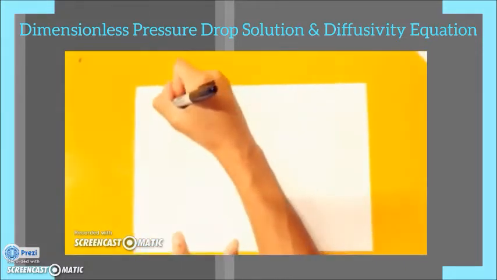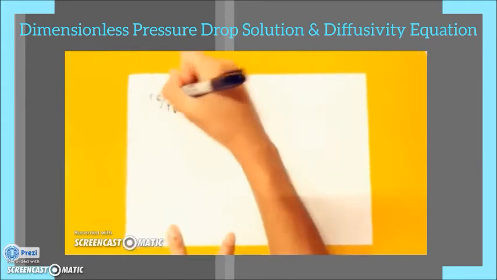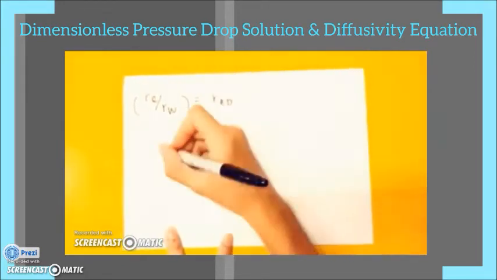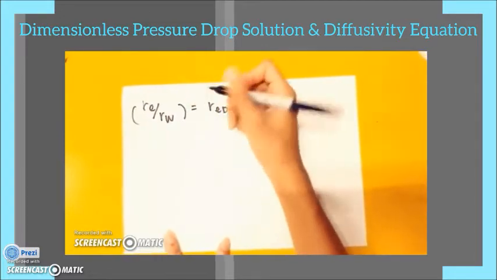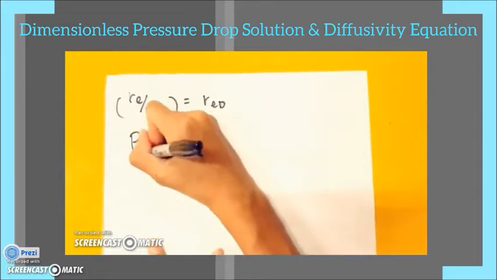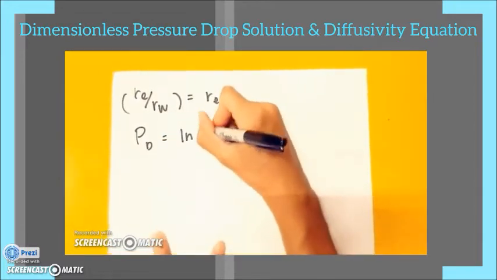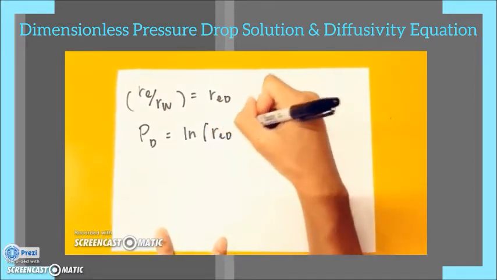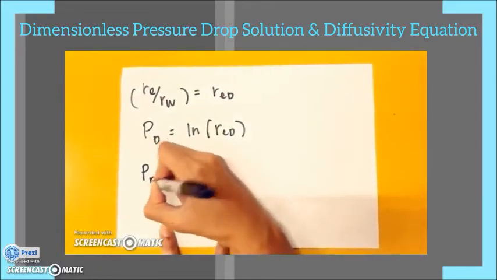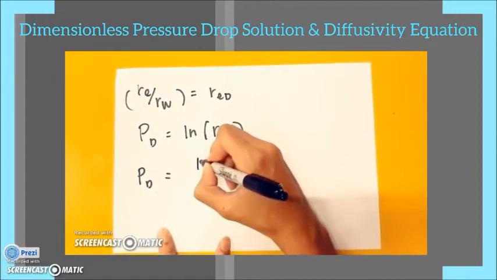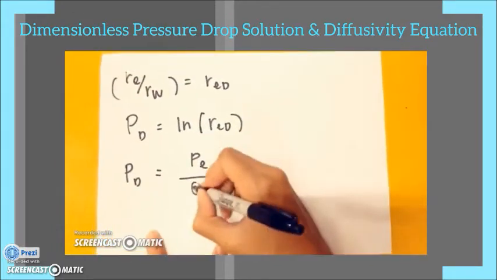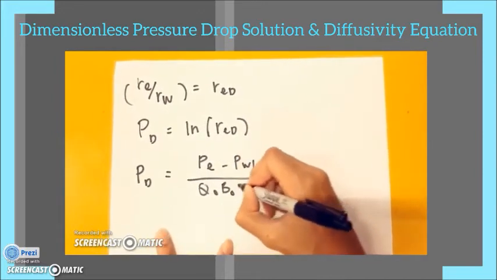Now moving on, we know that re over rw is a dimensionless term, so it can be written as re over rw equals r_eD, which is the dimensionless radius. Therefore, equation 6.85 can be written in a dimensionless form as pD equals ln r_eD, where pD equals pe minus pwf over Q naught B naught mu naught over 0.00708 kh.